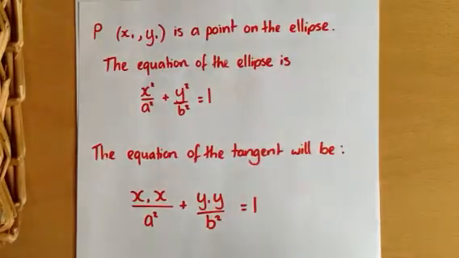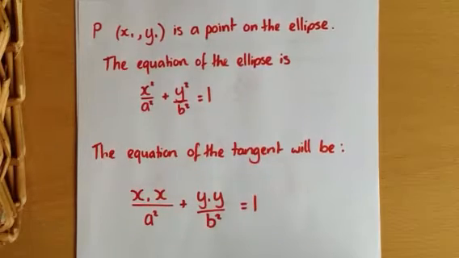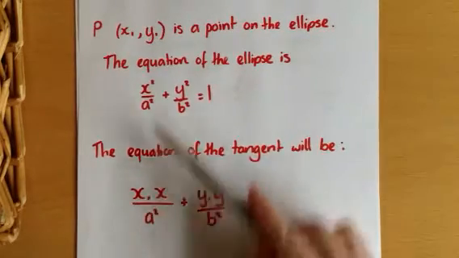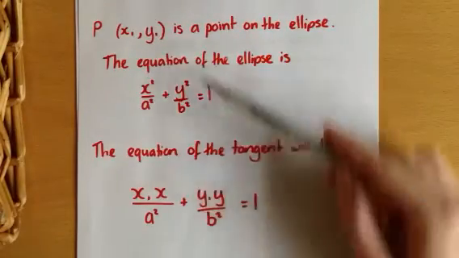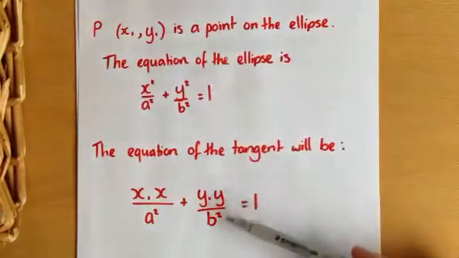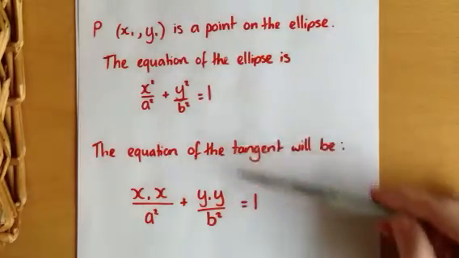So, if you've got a point P on an ellipse, coordinates x1, y1, then the equation of the ellipse originally was x squared over a squared plus y squared over b squared equals 1. And the equation of the tangent will be x1, so whatever your x coordinate was, x over a squared plus y1, whatever your y coordinate was, y over b squared equals 1.